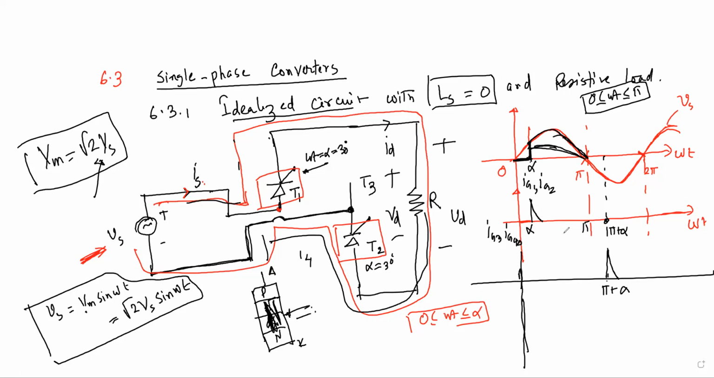And at omega t equal to pi, what will be the condition of your T1 and T2? It will be turned off, reverse biased. Right, it is because we got zero current and also it is reverse biased. And then at pi plus alpha, we have T3 and T4. Now I am going to draw T3 and T4 again. This is your T4 and this is your T3.